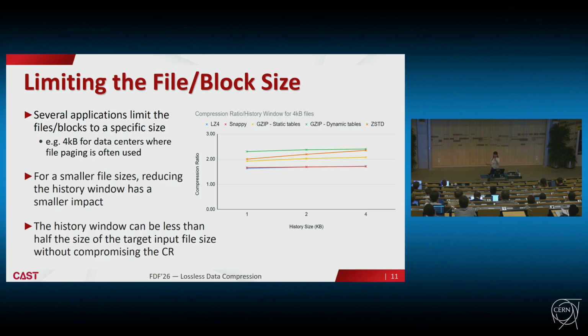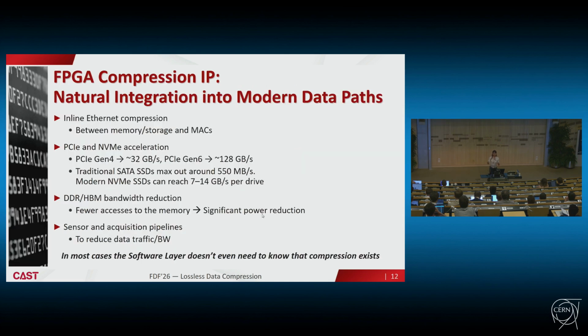But I guarantee you, from experience with our customers, customers are willing to sacrifice a lot of resources to gain even 0.1 or 0.2 of compression ratio in data centers today, because it saves a lot of money and a lot of processing speed. So this is just to put it into perspective from real-life applications. So to summarize, the history window can be less than half of the size of the file without compromising the compression ratio. So let's discuss FPGA compression.